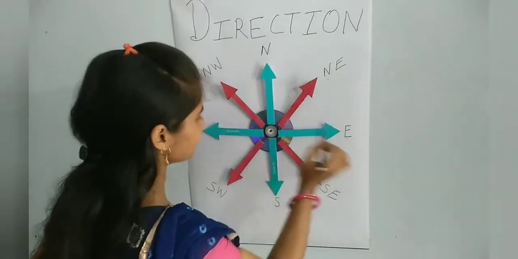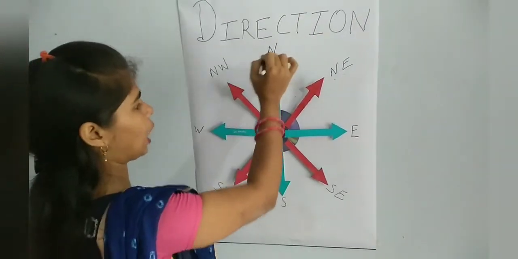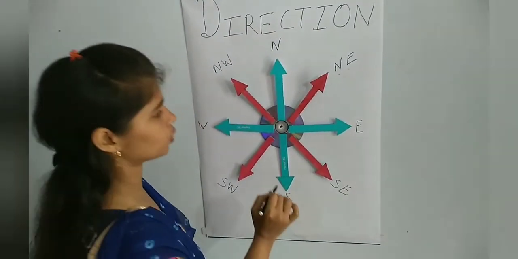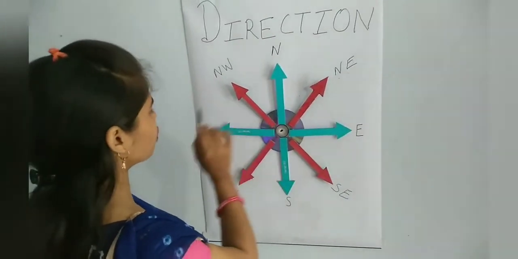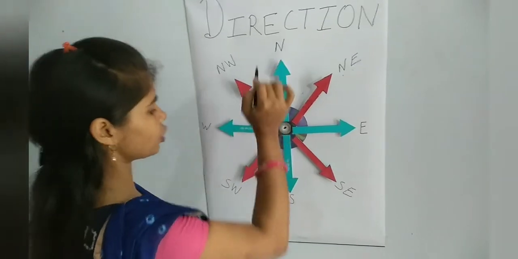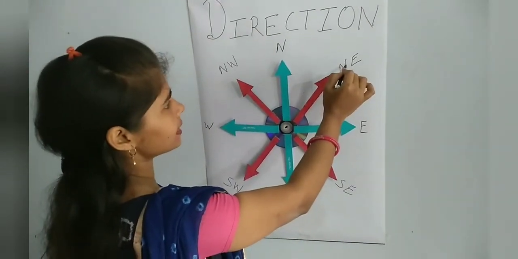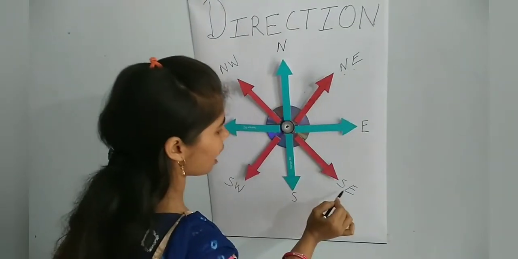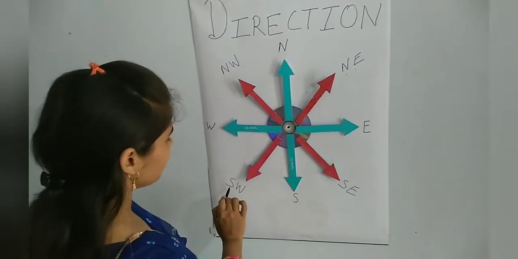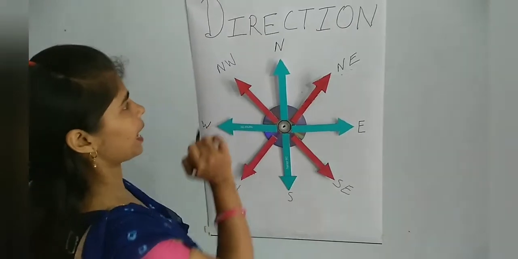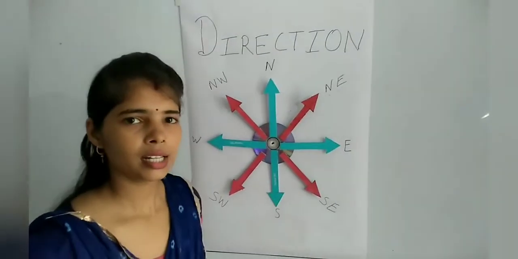Once again I am going to repeat. See, this is east, then west, then north and then south. East is just opposite to west, north is just opposite to south, and northeast is our sub-direction, southeast is our sub-direction, southwest is our sub-direction, and northwest is our sub-direction.